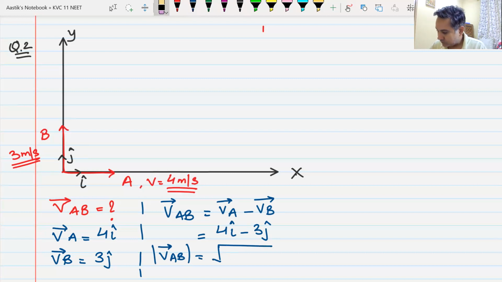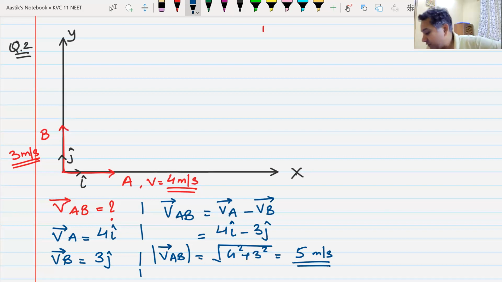Root 25. Root of 25, and that is equal to 5 meter per second. Previously, I was getting the answer as 1 meter per second. Do we understand what we were doing correct and what we were doing wrong? Yes, sir. We understand. That is what you must understand.